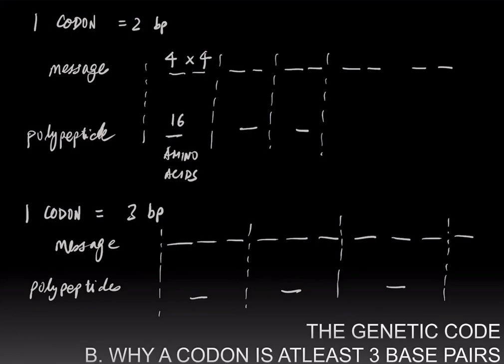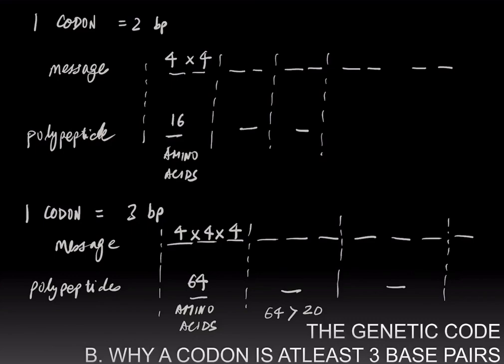In this case, we have 4 possibilities, A, T, G, C, at each position, but there are 3 positions, and so we have 4 times 4 times 4, or 64 possibilities, or 64 amino acids that are possible. And 64 is clearly greater than 20, implying that the codon must be at least 3 base pairs long.